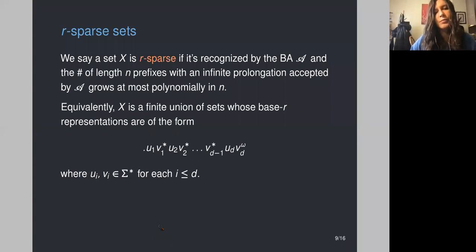Equivalently, X is a finite union. This is non-trivial and actually comes out of the work of Jason Bell and Rahim Moosa. X is a finite union of sets whose base R representations are of the form, after the radix point, you have some word U_1 and the Kleene star of a word V_1, and then so on until you have some word U_d and some word V_d to the power omega. So all of the words in an R-sparse set are eventually periodic. But more than eventually periodic, they have one of finitely many eventually periodic tails. These U_i and V_i are just words in Sigma star, finite words on Sigma.